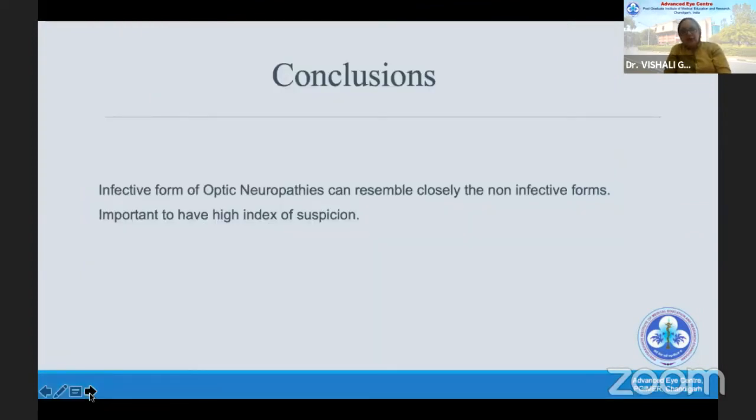So to conclude, infective forms of optic neuropathies can resemble non-infective forms very closely, but there will be certain clues. Try to look for those very few vitreous cells which might be there, and some yellowish white lesions around the optic nerve head or even away from the optic nerve head. Always dilate and see the periphery to see what is happening elsewhere in the retina. So it's important, in short, to have a very high index of suspicion.